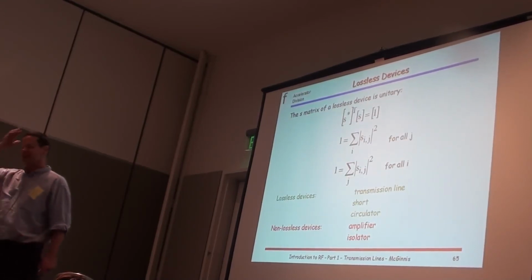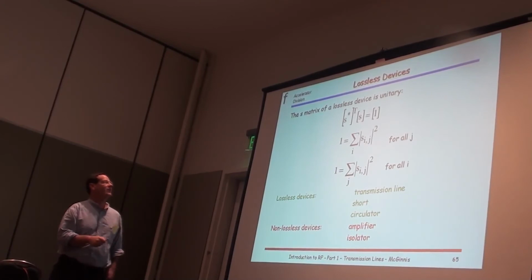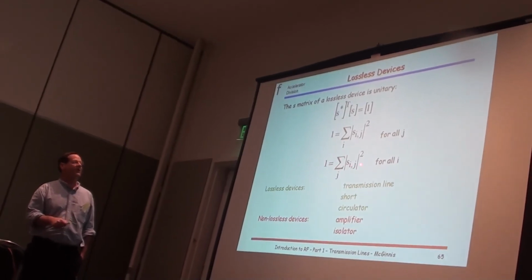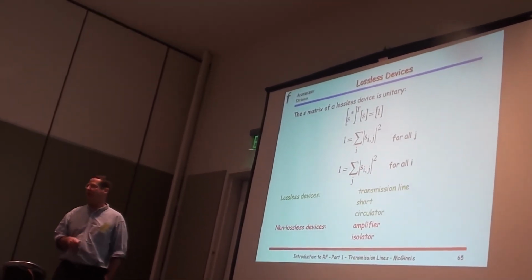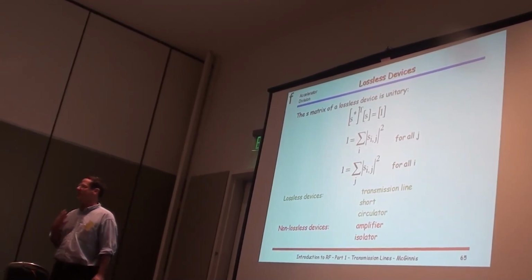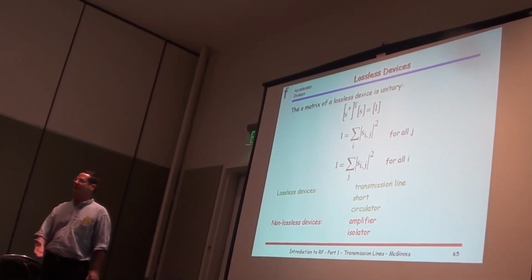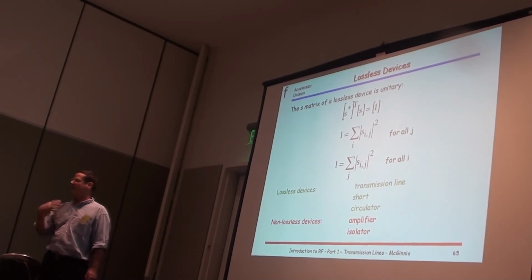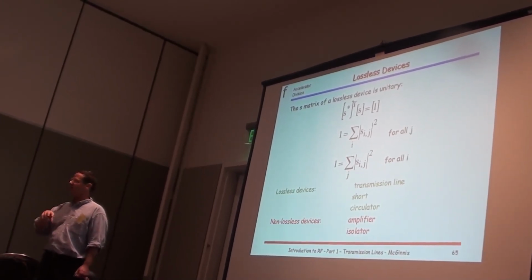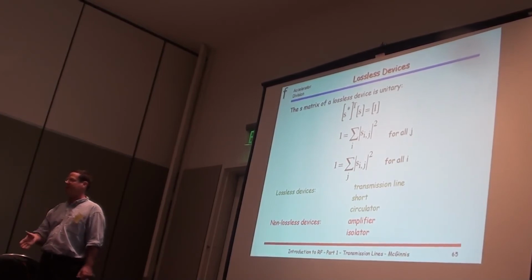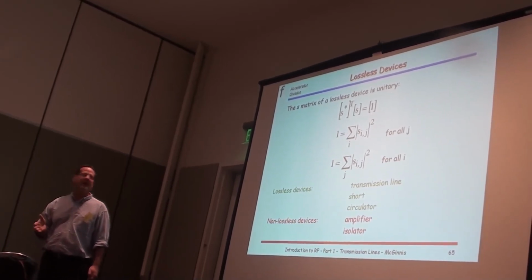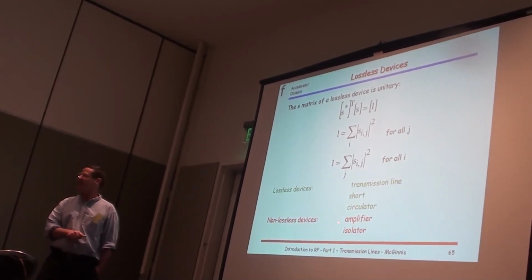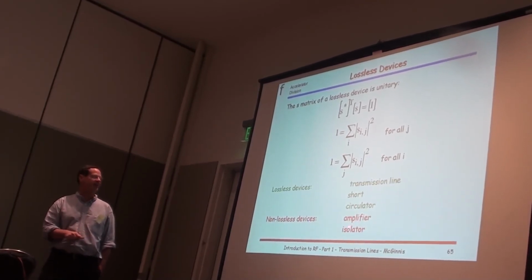Lossless devices. A lossless device is unitary, which means S star transpose times S is equal to 1. That means if I sum up all the rows, or sum up all the columns, squared, it's equal to 1. So this is a really nice double check. If you know you have a lossless device, like a transmission line, you should take S11 squared plus S21 squared, and it should equal 1. Or if you have a short circuit, or something that has no losses, the rows or the columns should sum up to 1. It's a good double check that you got the right answer. Some lossless devices are the transmission line and the short. A circulator is a lossless device, but it's not reciprocal. Non-lossless devices are amplifiers and isolators.